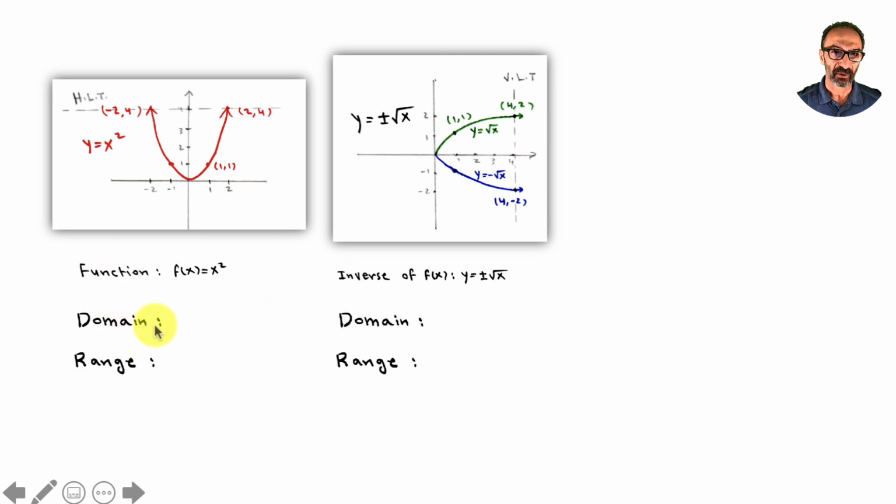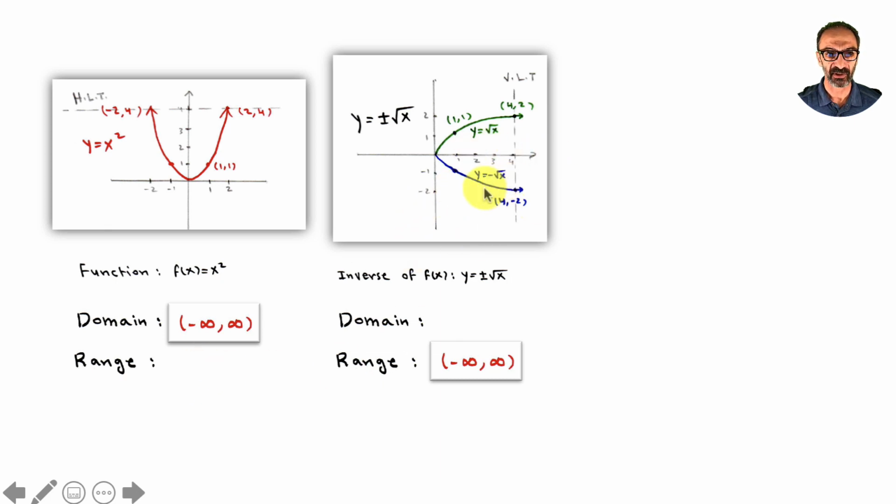Let's find the domain and range of each of them. The domain right here, as you could see, this is increasing all the way, and this is going up all the way. So there is no limit on left and right. It goes from negative infinity to infinity. The range, which is the y values, starts from here and goes all the way up. So it goes from 0 to infinity.